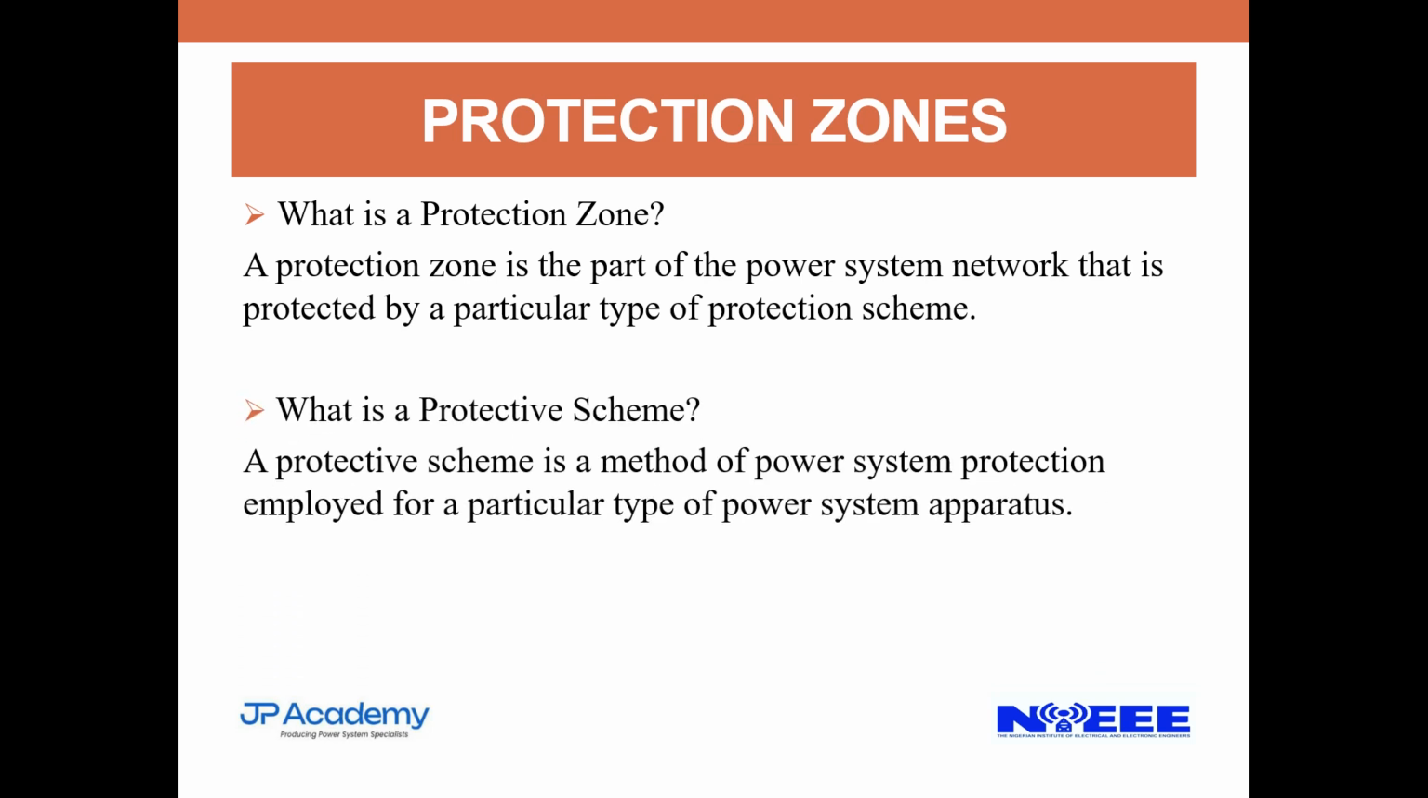A protection scheme, or protective scheme, is a method of power system protection employed for a particular type of power system apparatus. So we have a particular type of protection for our transformer, for our transmission line, another type of protection for our feeders, for our bus bars, for our generators. Those are protective schemes. Then the area these protective schemes are operating in is known as a protection zone.